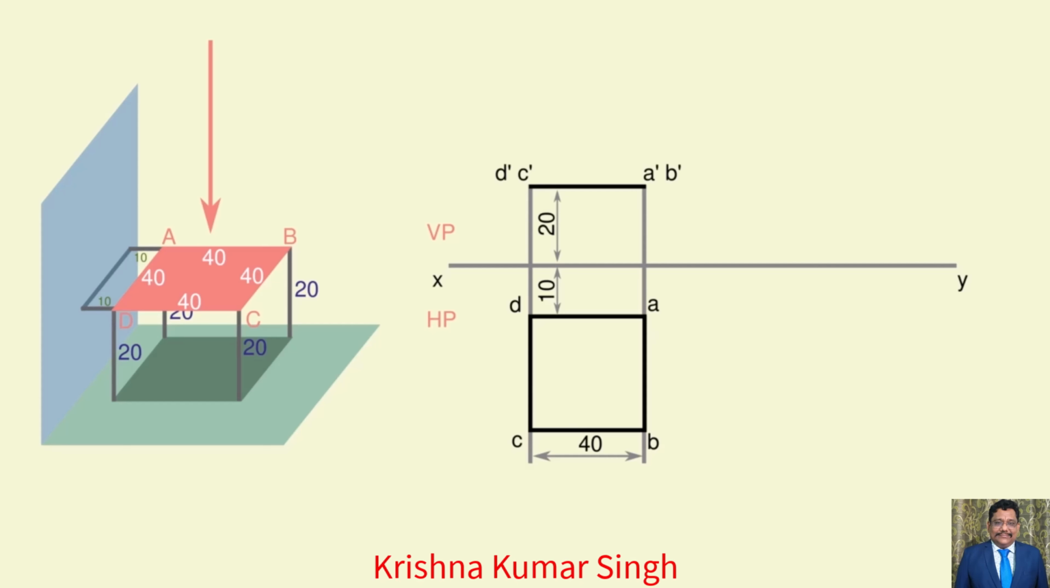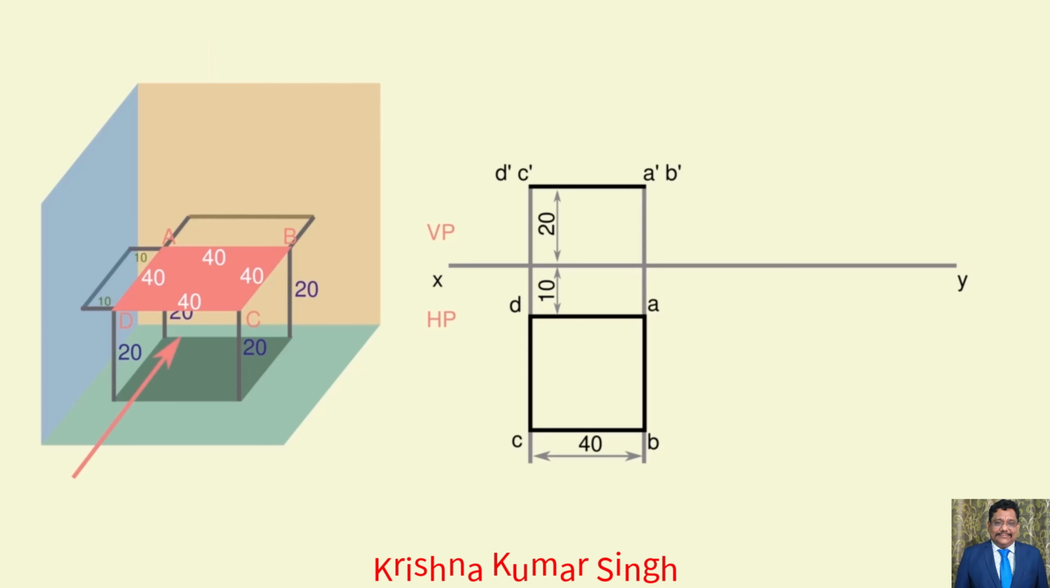And the front view appears as a line. So draw a line above the reference line with naming A dash, B dash and D dash, C dash at a distance of 20 mm above the reference line. Now let us draw the side view of the problem.